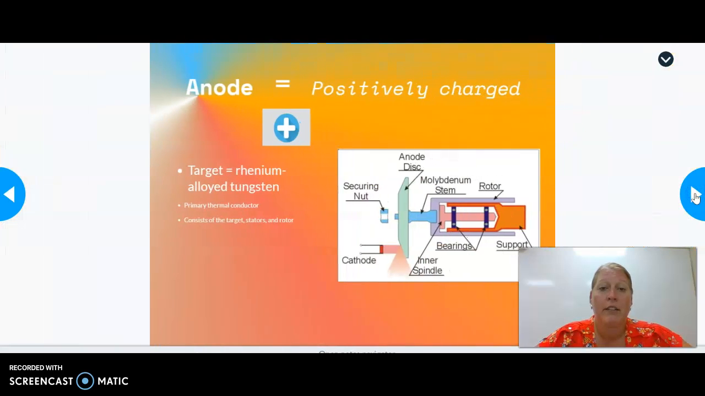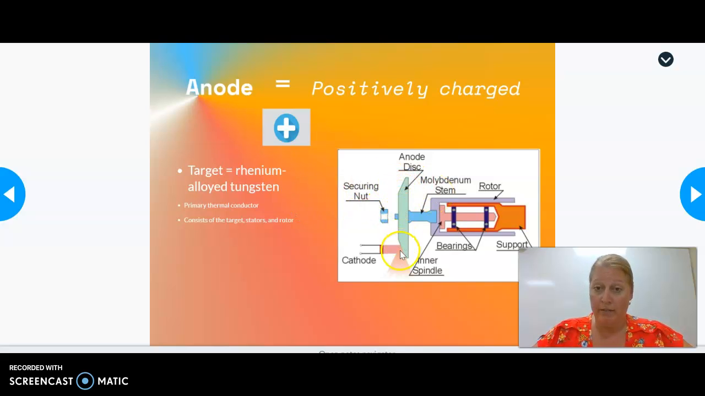Okay. So our next part is our anode, right? So here's an increased size of just the anode. It is positively charged, and it encloses the target. The target is the main part of the anode, which is this, okay? This is where the electrons hit. So most of the time this target is spinning to help dissipate heat, because again, our cathode is giving us a bombarding of electrons with high heat and about 1% of photon beam. It is the primary thermal conductor, and it consists of a few more parts.